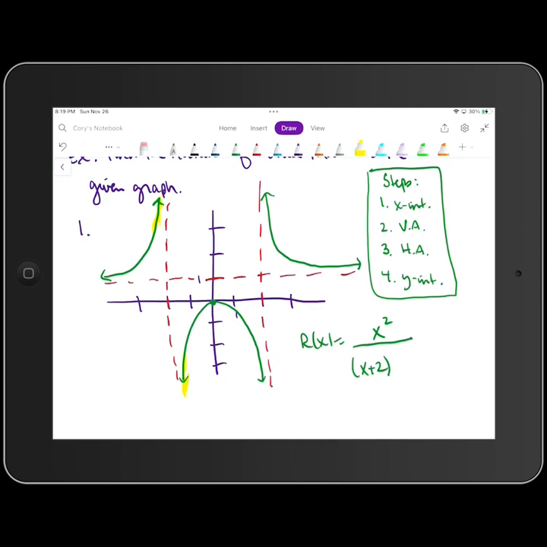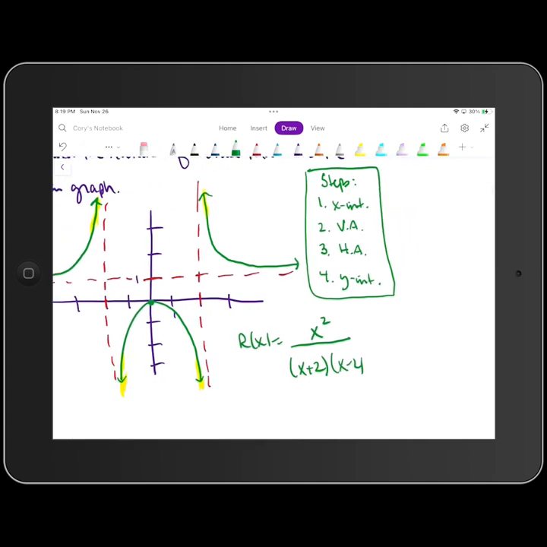Okay, and our other vertical asymptote happens at x equals 2, which means that x minus 2 has to be a factor of my denominator. And because my graph goes in opposite directions at that vertical asymptote, we know the multiplicity of that 0 on bottom has to be odd as well. Okay, so you can write your rational function as x squared over x plus 2 times x minus 2, or if you want to write it as x squared over x squared minus 4, that's okay as well.